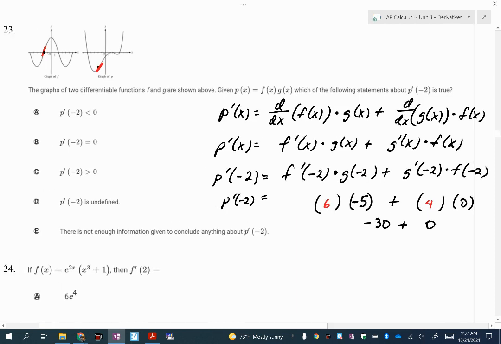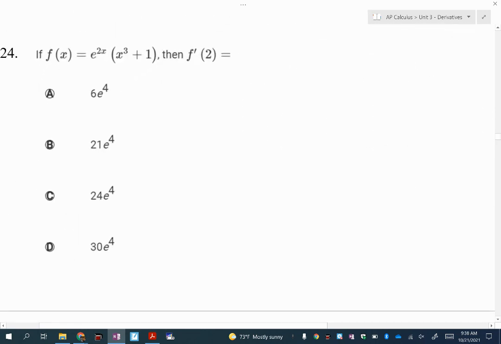If you look at all your answer choices, you'll notice it doesn't even actually give you a value because they know you have to estimate. So I'm looking for a value that is saying it's negative. And the one that says that p prime of negative 2 is a negative number is A. Less than 0 is negative. Okay? All right, number 24.